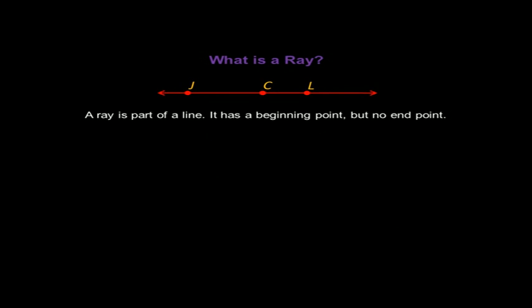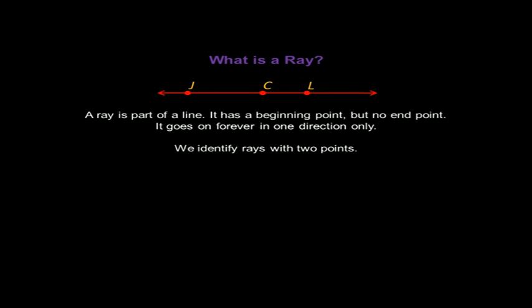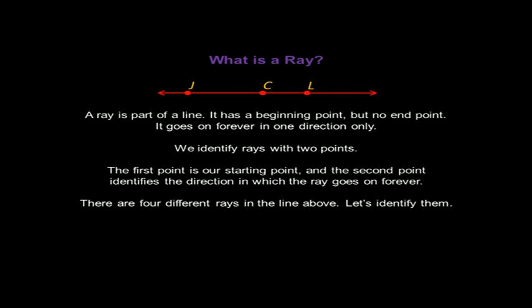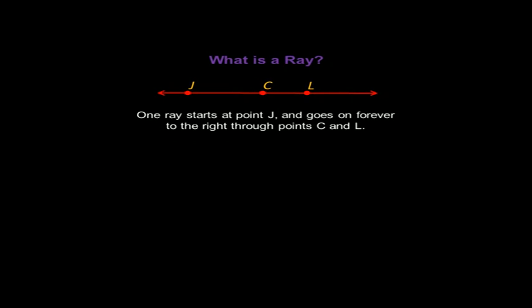What is a ray? A ray is part of a line. It has a beginning point, but no end point. It goes on forever in one direction only. We identify rays with 2 points. The first point is our starting point, and the second point identifies the direction in which the ray goes on forever. There are 4 different rays in the line above. Let's identify them. One ray starts at point J, and it goes on forever to the right through points C and L.